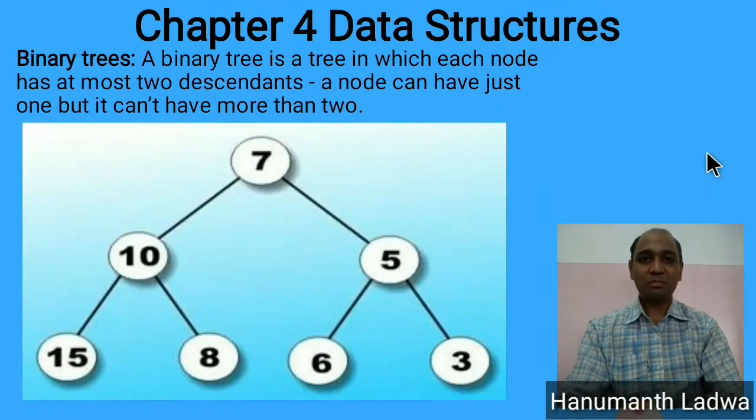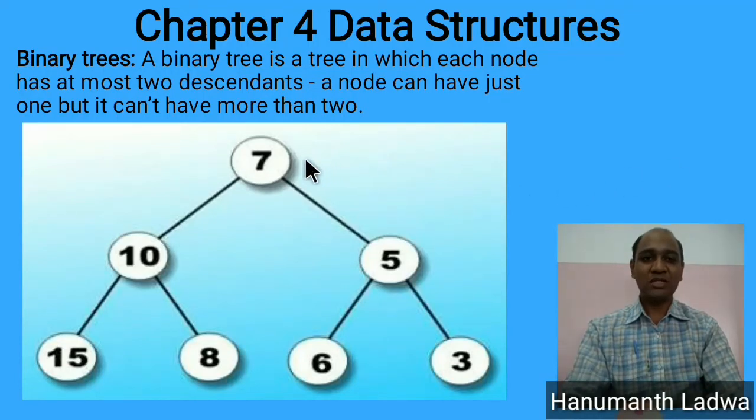Let us continue with binary trees. As the name itself suggests, a binary tree is a tree in which each node has at most, that is the maximum, two descendants, meaning two child nodes. A node can have just one, but it can't have more than two. So it can have one node, but it should not cross more than two nodes.